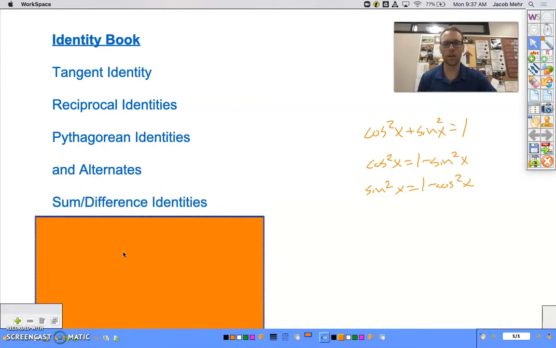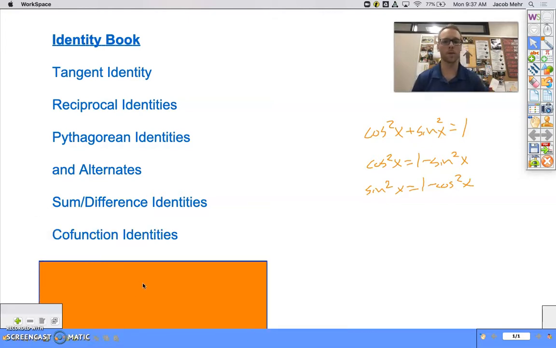Let's see what's next here. We have our sum or difference identities. Okay, we know what those are, so get those on. And then we wrapped up in our last video with cofunction identities. So start to fill this up. You'll probably be on to the second page with these identities so far. You don't have to write super small, but like I said, there's a lot more to do with this.